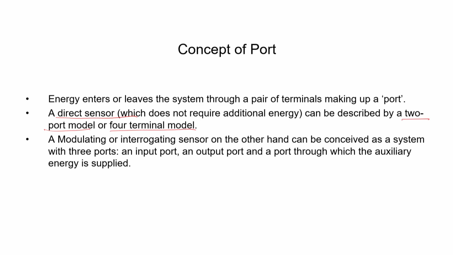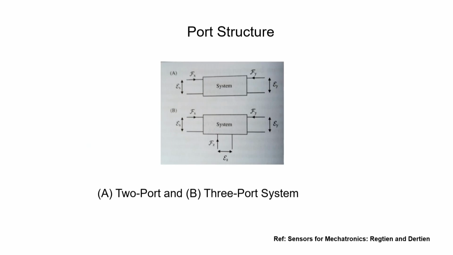So 4 terminals, or there are sensors in which an additional auxiliary power is given to the system, and the modulation of that power is something that you are actually measuring. So this is a 3-port system, in which there is an input port and an output port. So let us look into it graphically.